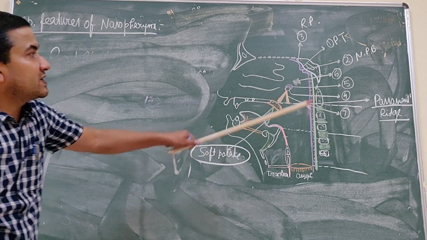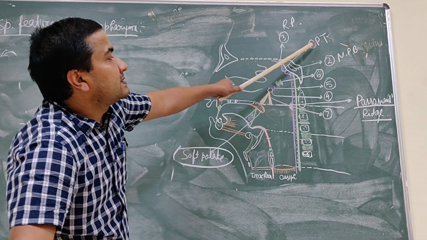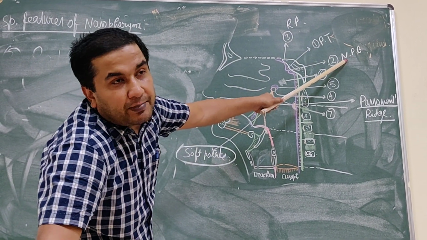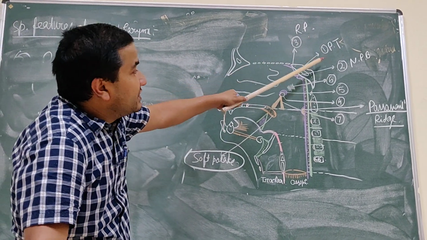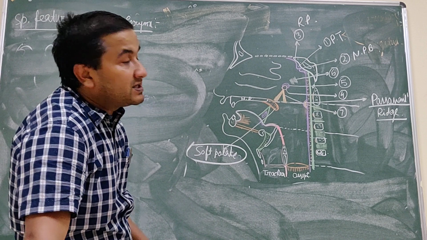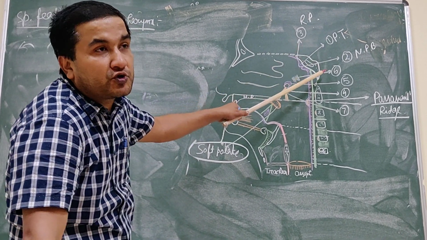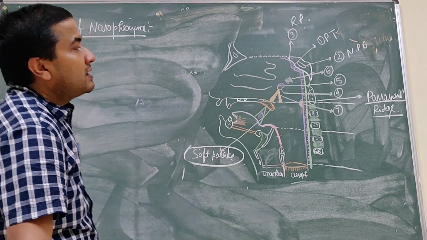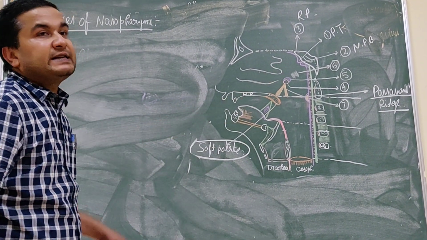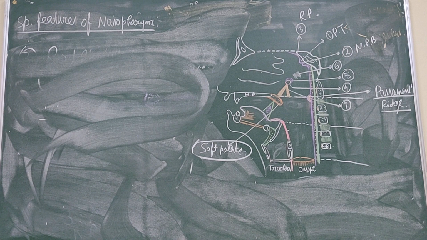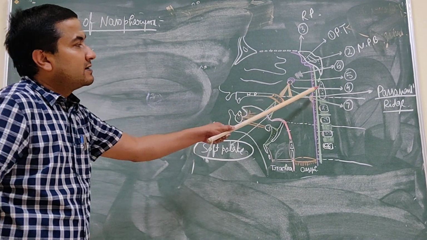So we see these structures: pharyngeal tonsils, nasopharyngeal bursa or pouch of Luschka, and the Rathke's pouch. They are present at the junction of the roof and the posterior wall of the nasopharynx. Now some structures are present in the lateral wall of the nasopharynx. The fourth structure.